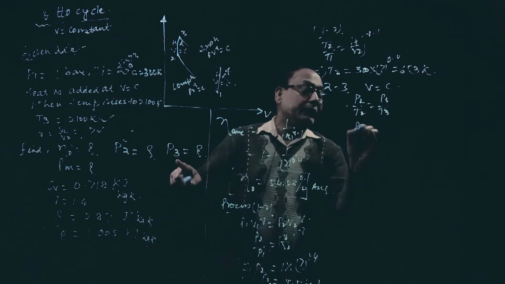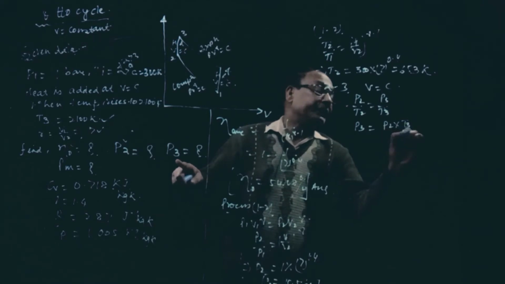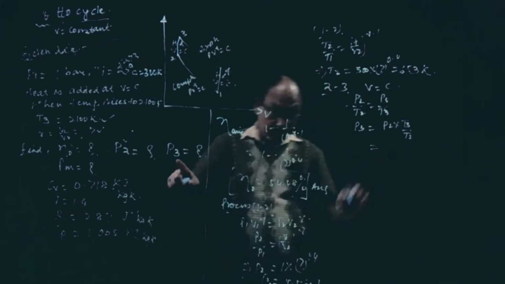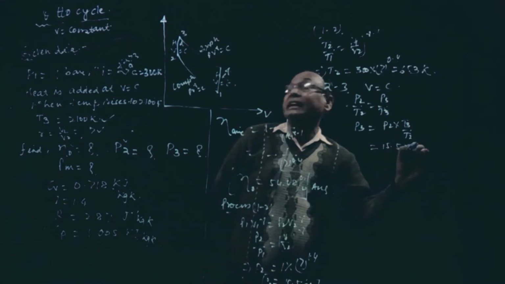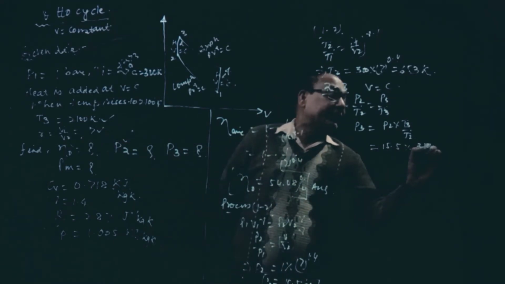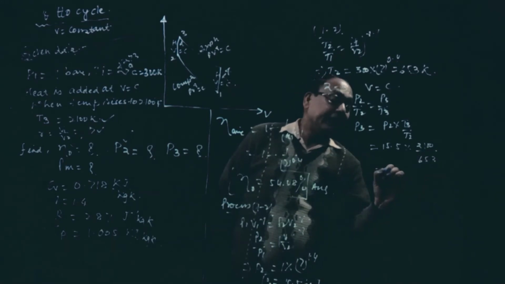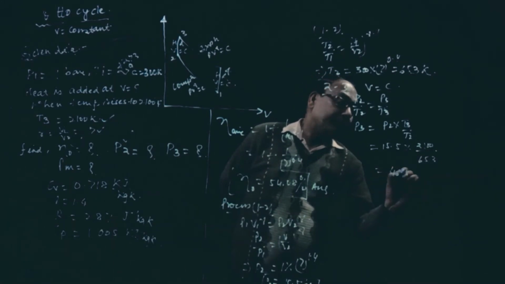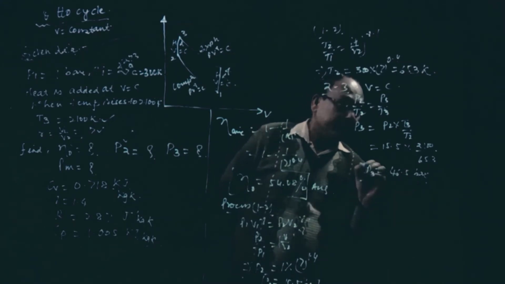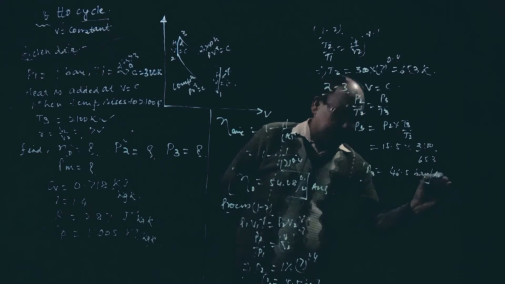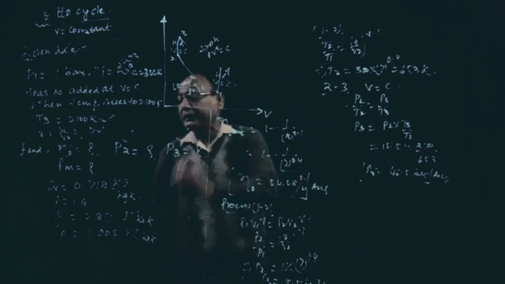So P3 will be equal to P2 into T3 by T2. Okay, so P2, see here, 15.5 bar into T3, which is 2100 Kelvin, divided by T2, which is 653. It will have 46.5 bar. That is also a required answer. Okay, so that is also a part of the answer. So P2 and P3 we have found out.